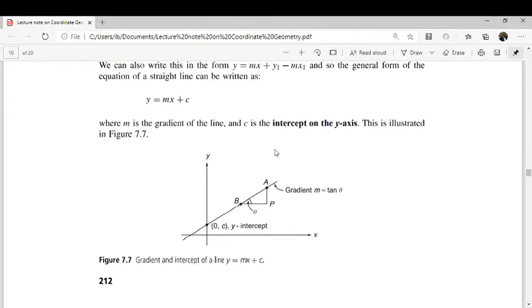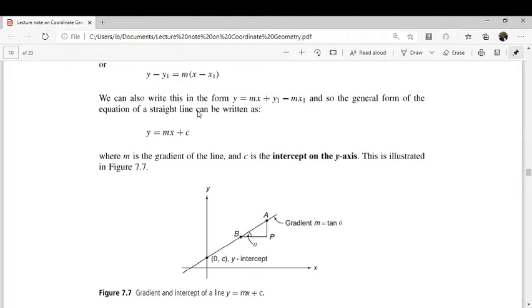I need to also say, this is a general form of the equation of a line. y equals ms plus c. This is the general form of the equation of a line. What is your c? You need to ask me. Your m is the gradient of the line. Your c is the intercept of the line on the y-axis. This is an example of this. The c is where the line intersects the y-axis.